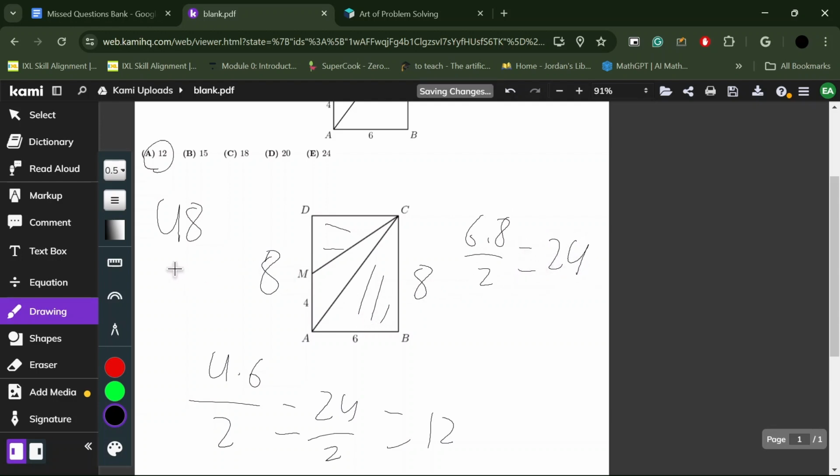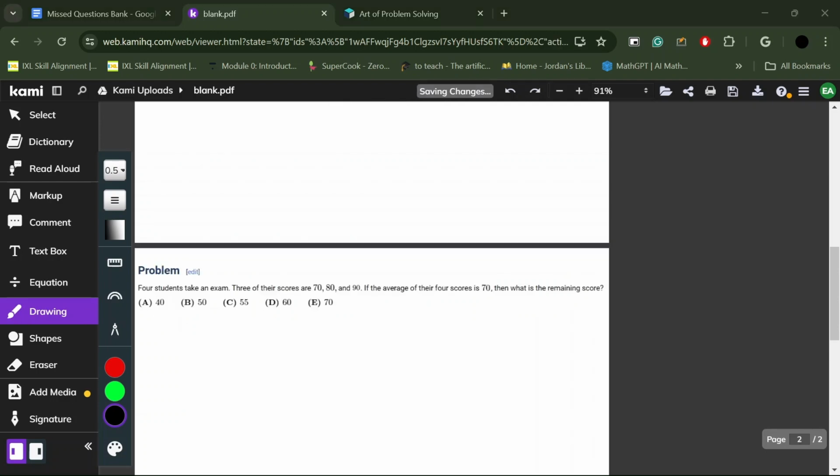So it could be 48 minus 24 plus, and we see that this is 4, this is 6, so that's 12, because 6 times 4 over 2 is 12. So then we get 48 minus 36, which also gives us an answer of 12. So there you go.